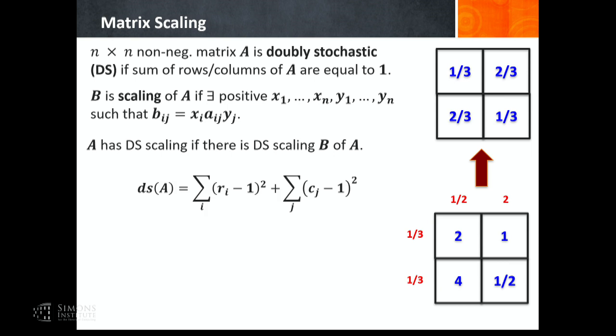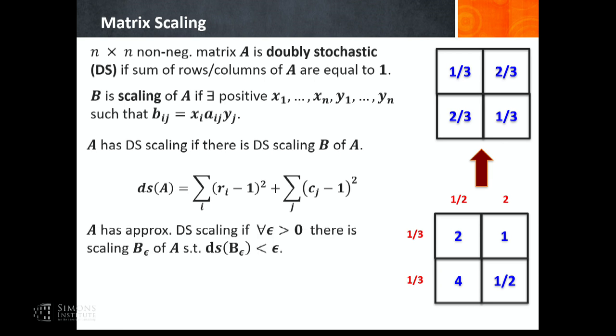Now, algorithmically speaking, we're not interested so much in the exact doubly stochastic scaling problem. We're interested in the approximate doubly stochastic problem. What do I mean by an approximate doubly stochastic matrix? Let's have this measure of distance of a matrix A from being doubly stochastic. Here R_i is the ith row sum of A, and C_j is the jth column sum. I'm just seeing how far I am from being doubly stochastic. So this is the doubly stochastic distance.